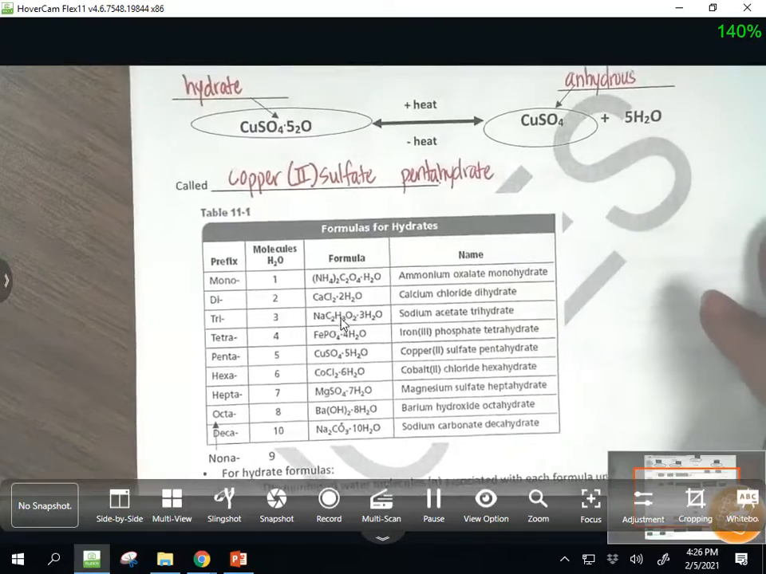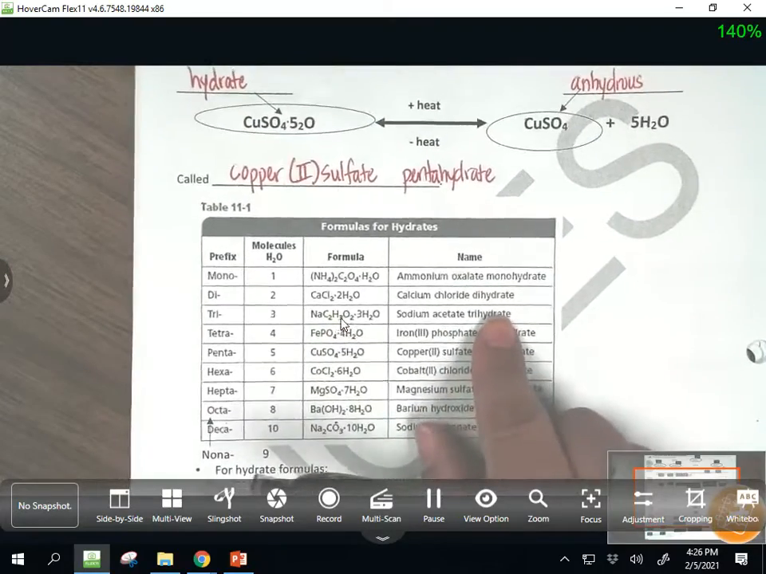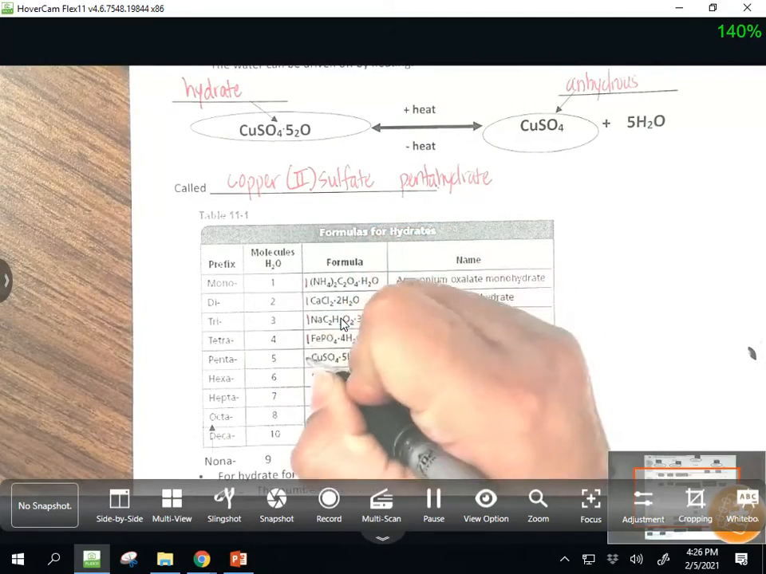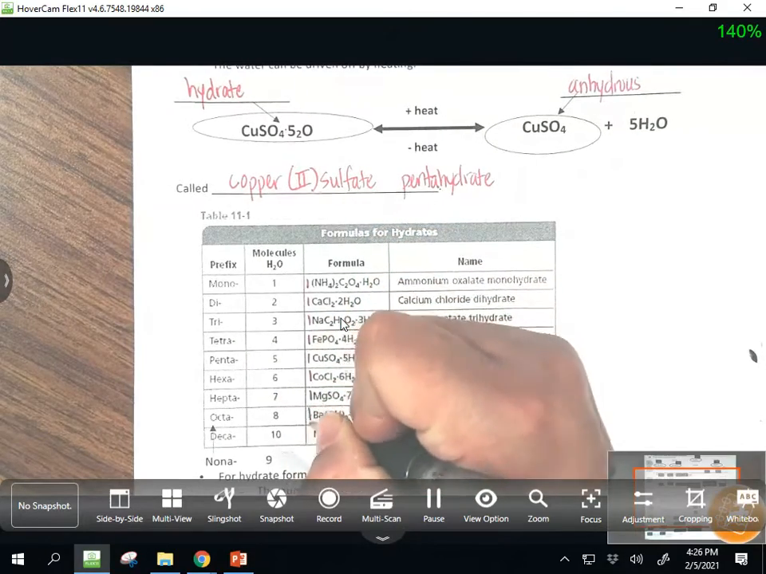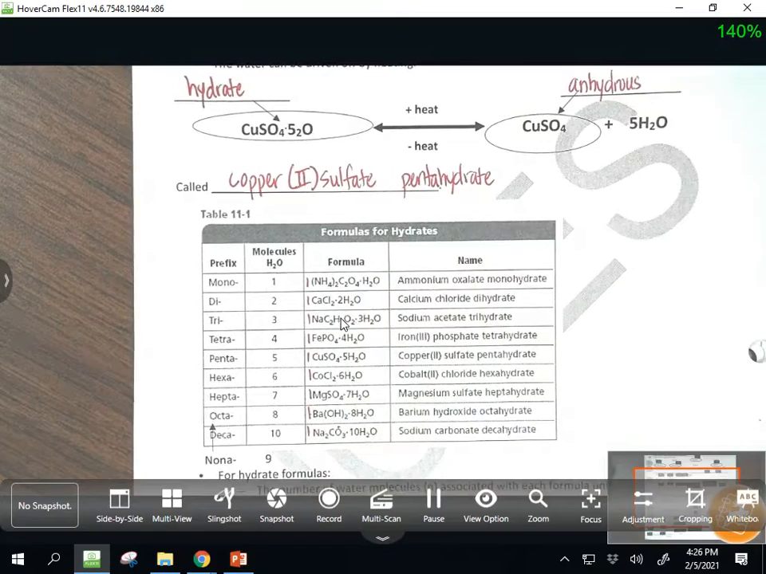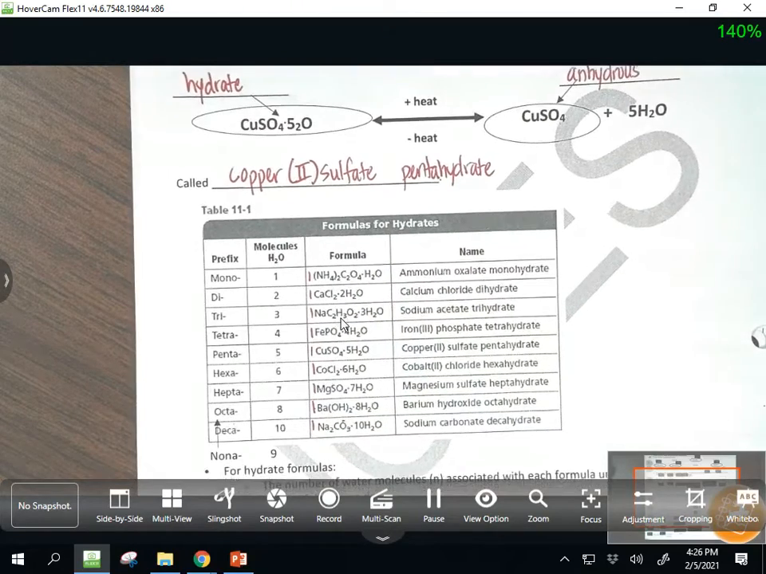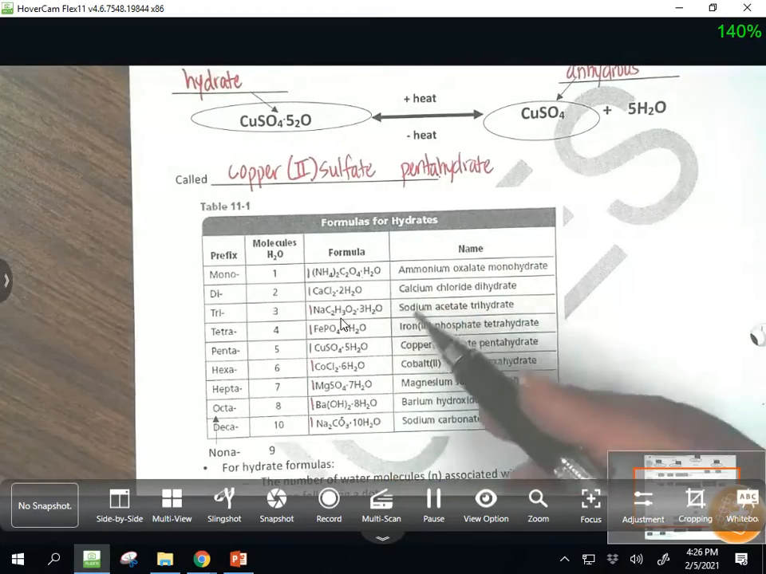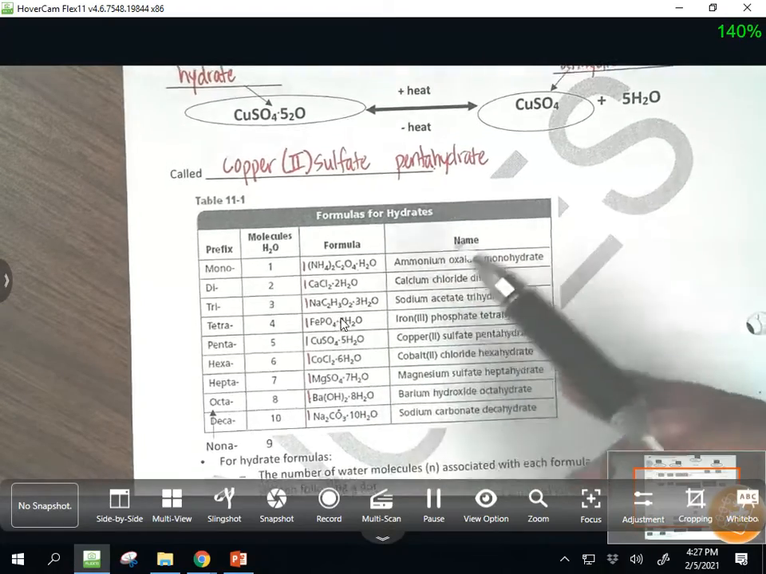And here is a list of a bunch of hydrates. What I want you to notice is that all of the formula units have a 1 in front. So you can't multiply to make whole on these, all right? But the numbers are going to be different for the water molecules.